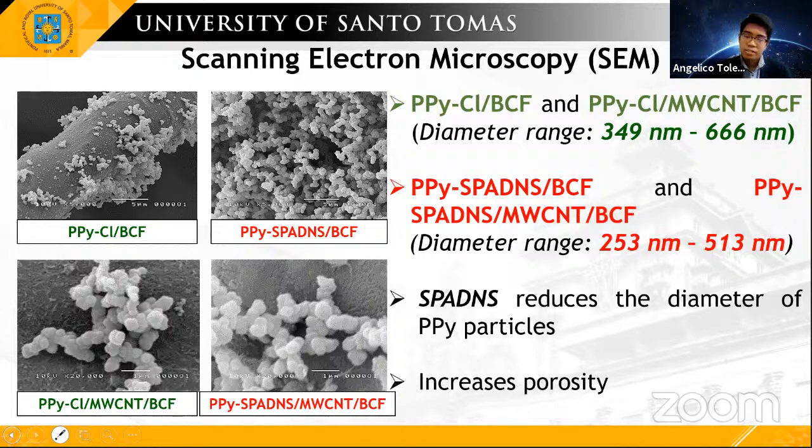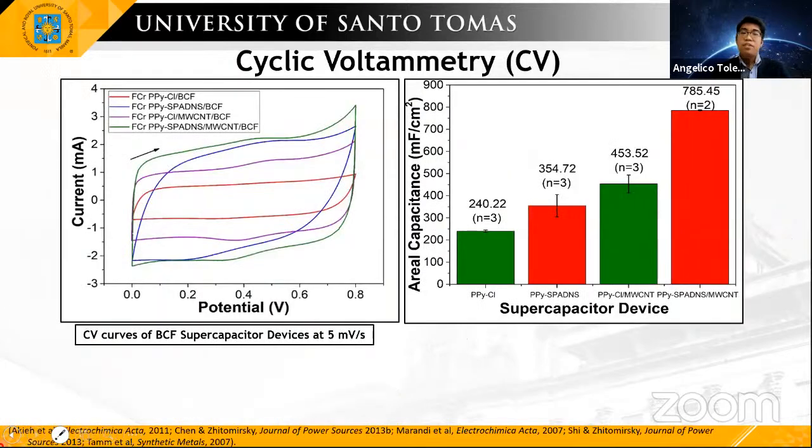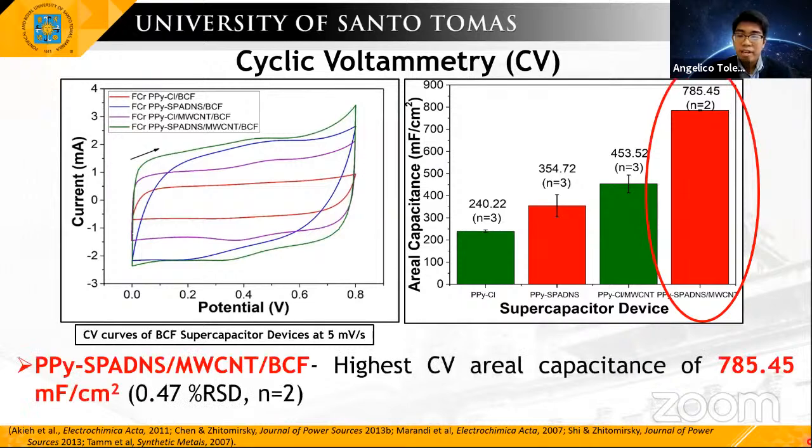So this increased porosity will have a significant effect in the electrochemical results that I will be showing you in the following slides. So for the cyclic voltammetry, the picture on the left shows the cyclic voltammograms, and these voltammograms were used to calculate the areal capacitance of all the composites. And as you can see, PPy-SPANS multi-wall carbon nanotube BCF had the highest CV areal capacitance of 785.45 millifarad per cm squared.